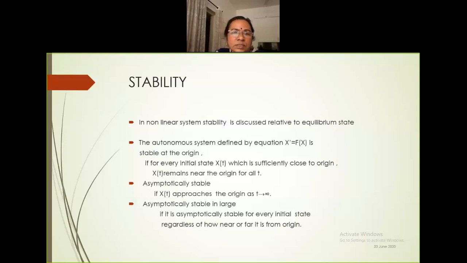Okay. Stability, the three states they have defined for stability. The first one is the stability condition. Then what is asymptotically stable? That is if x approaches the origin as t tends to infinity, it is asymptotically stable. Asymptotically stable in large means for every initial state, regardless of how near or far it is from origin, it has to be stable. Then you can say that it is asymptotically stable in large. Okay, so that definition also you need to study.